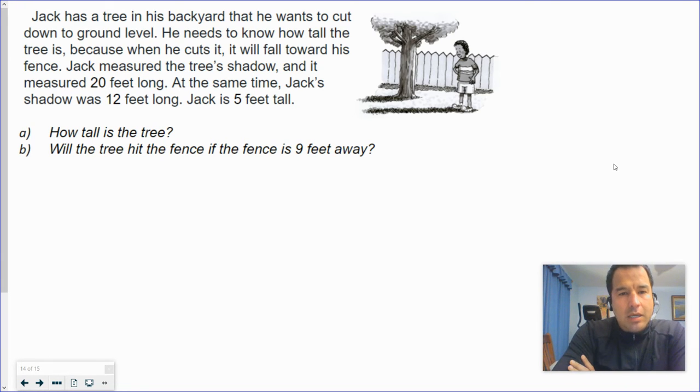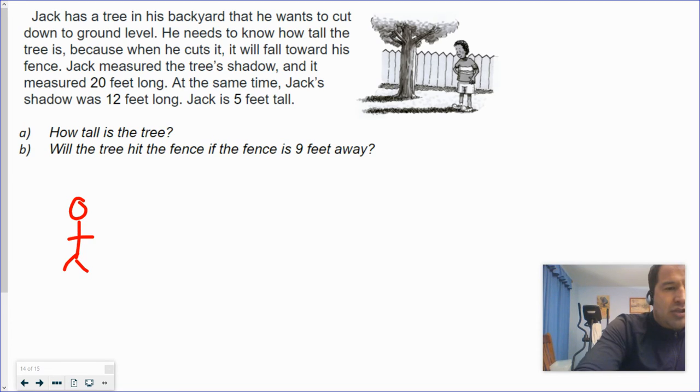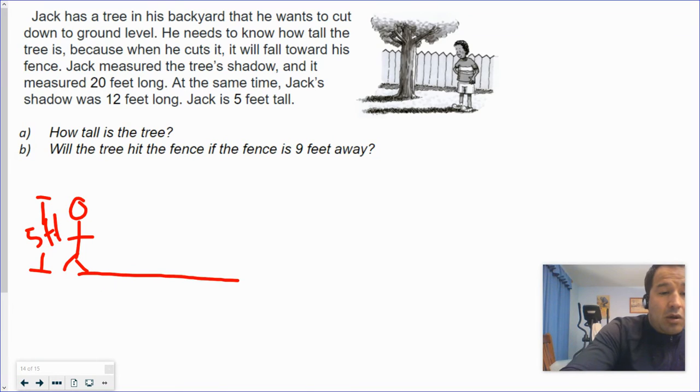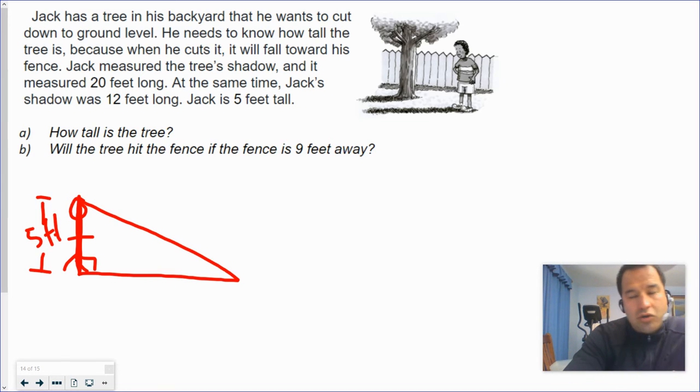Okay, so Jack's shadow is 12 feet long. Jack is 5 feet tall. So if I had Jack right here, here's Jack. He's 5 feet tall. And his shadow is 12 feet long. Well, guess what? From the top of him to the shadow, what have we made? A right triangle. 5. The shadow is 12. Okay? So we know that.